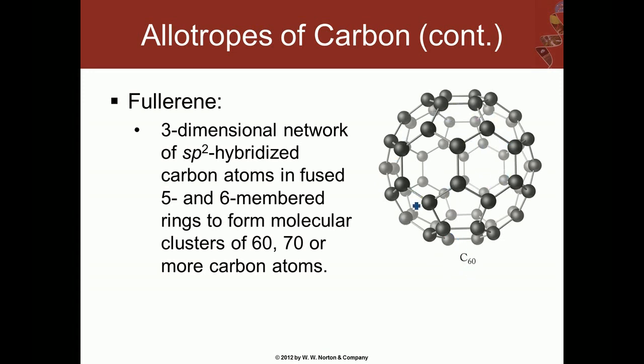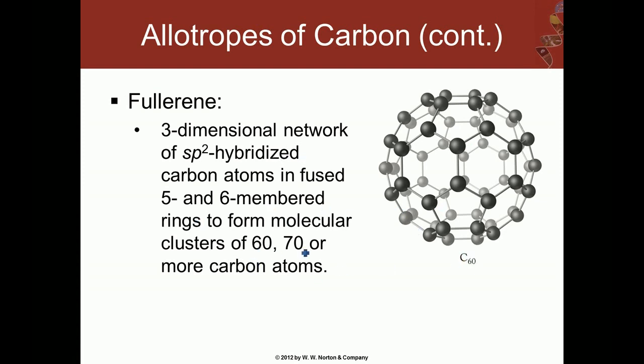So it's a three-dimensional network of sp2 hybridized orbitals. So it looks kind of like if we had taken one of those sheets of graphite and folded it up into a ball. We might get something kind of like that, although we have these hexagons and pentagons, which is a little bit different. So fused 5 and 6 member rings. And you can make other size clusters, C70 and so forth.